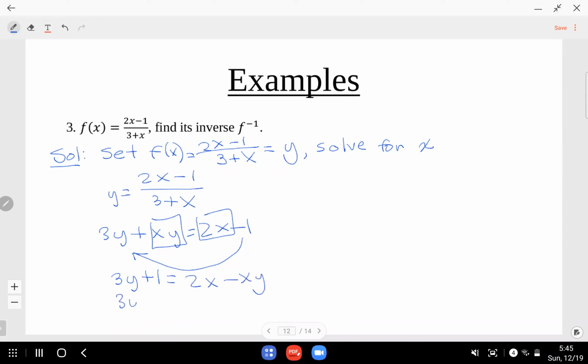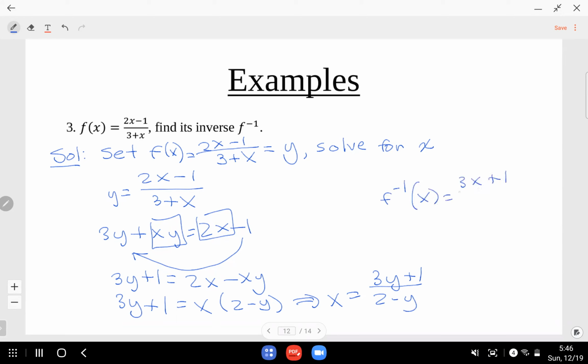Now, if we just factor this out, then x times 2 minus y. Then we get x is equal to 3y plus 1 over 2 minus y. Then our conclusion, the f inverse of x is equal to 3x plus 1 over 2 minus x. All right, so that's the inverse.